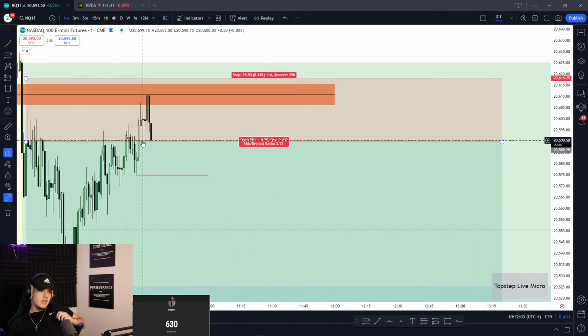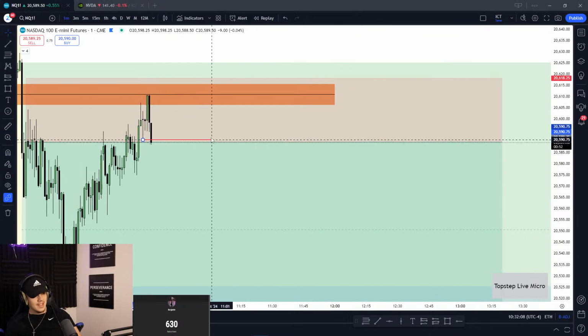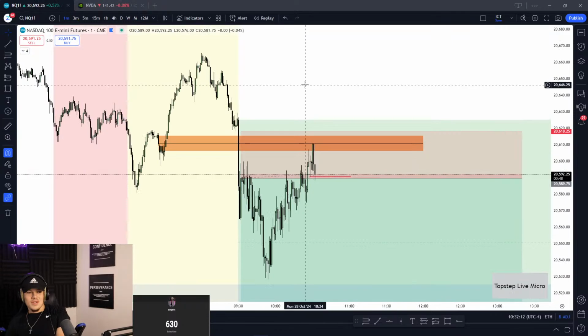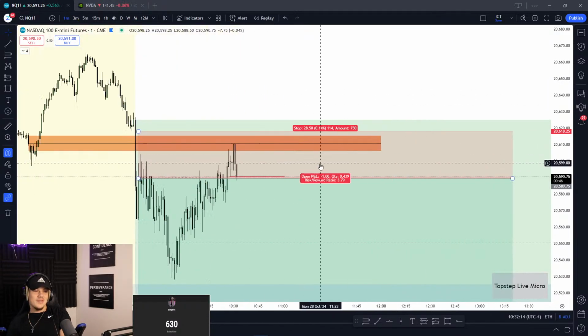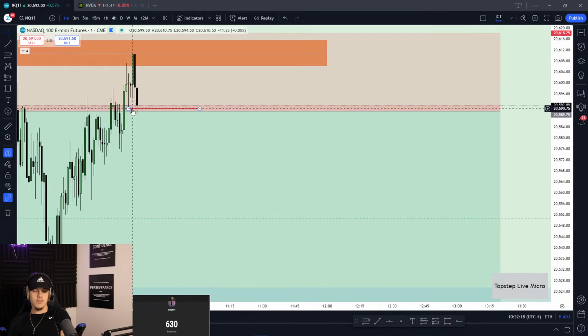Looks like we're just about to break structure. Okay. Market structure shift. Looks like that last sign of support or resistance was the thing that helped us. So we have a shift in market structure here. So let's hope we body below it.